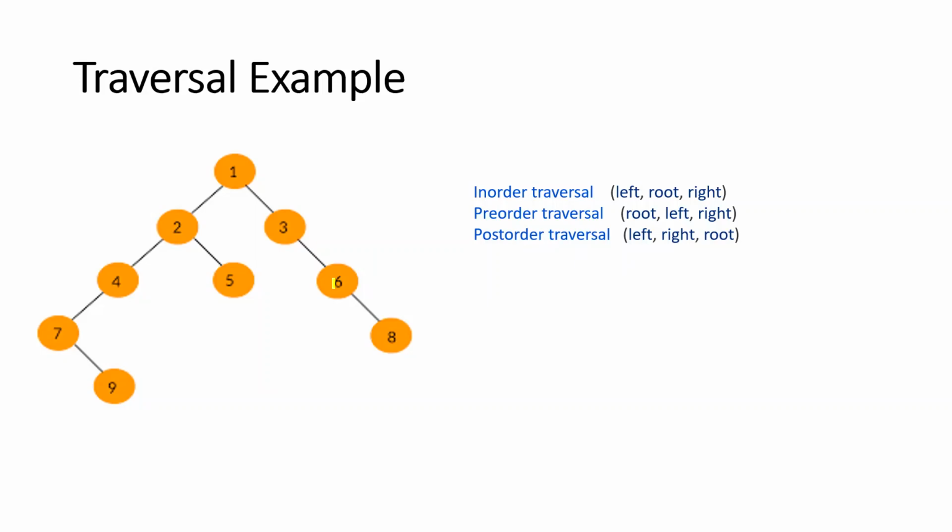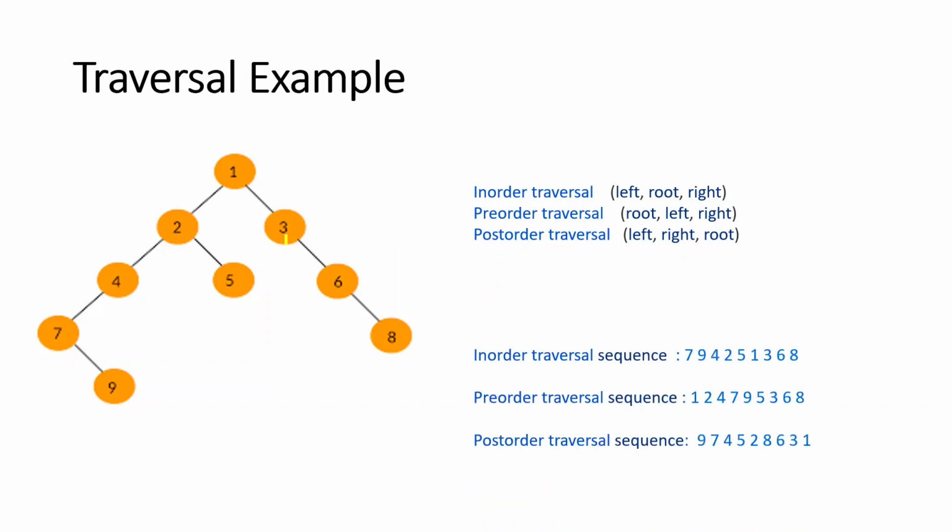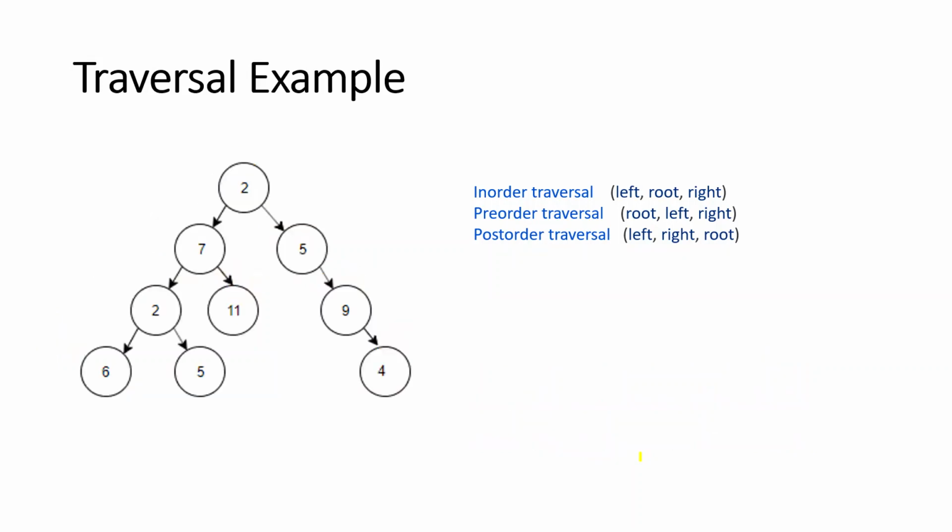Then again it goes back to 6, and it will print itself, ma'am. Then again it moves back to 3. 3 will also print itself, and then 1 will be printed. Okay. So that order will be for the post order. You can check: 9, 7, 4, 5, 2, 8, 6, 3, 1. Someone else, Tom or anyone, you can answer this one. Tom, you can tell post order.